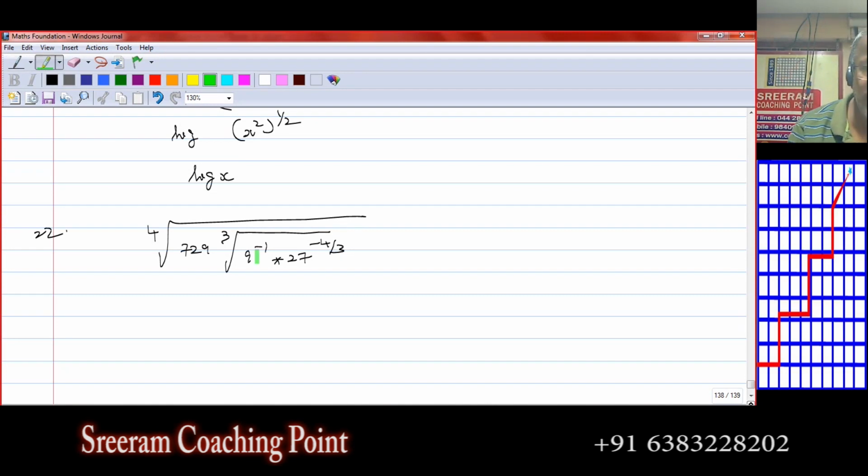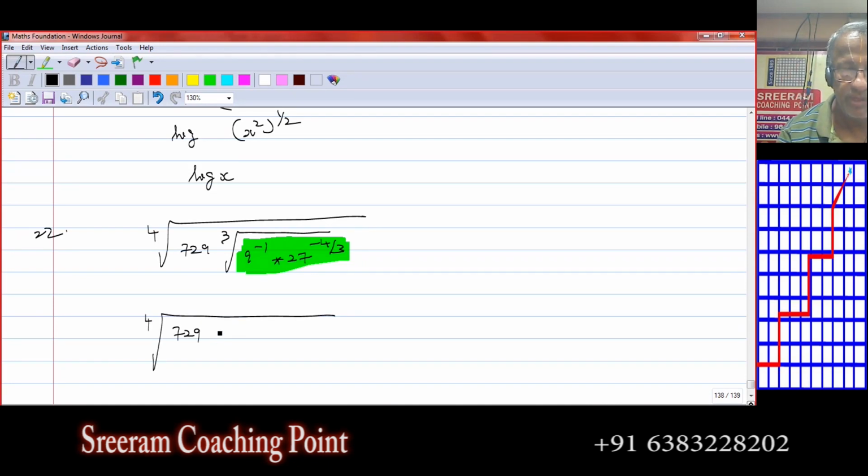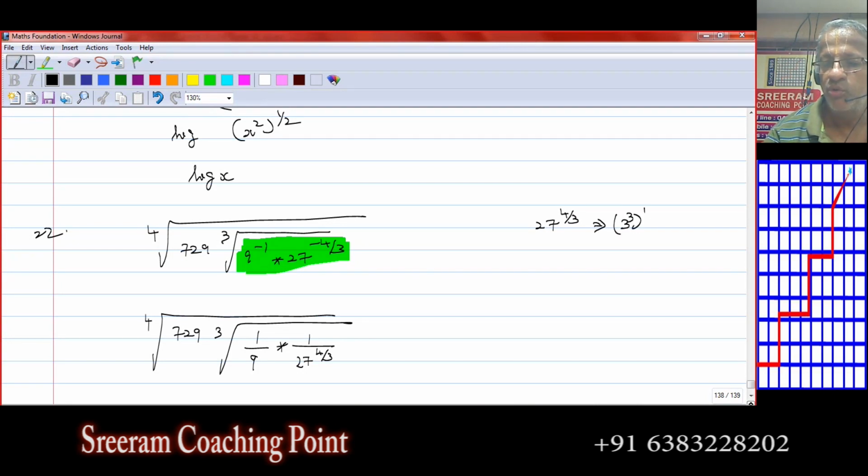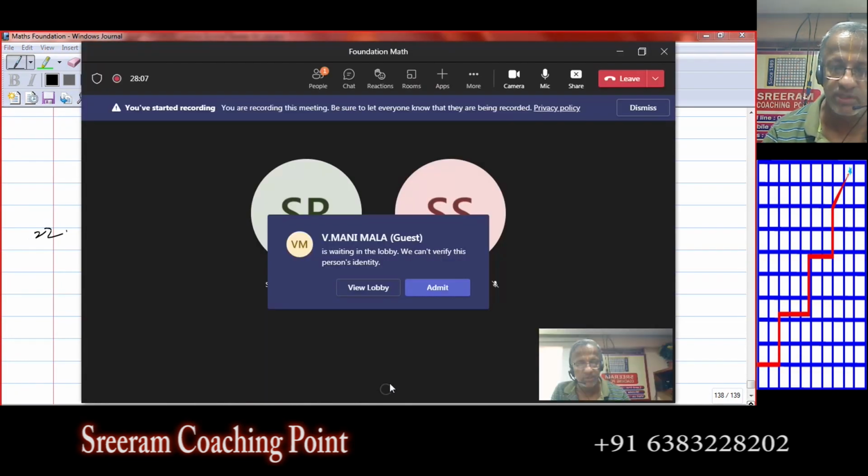The one that we would like to focus on is only this. The rest of the matter we will keep the same. 4th root of 729 into cube root of 1 divided by 9 into 1 divided by 27 to the power 4 by 3. Correct? So 27 to the power 4 by 3 is equal to 3 to the power 3 into 4 by 3. 3 cancelled. It is 3 to the power 4.